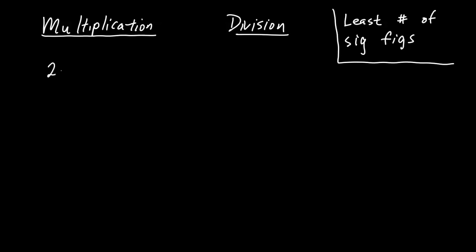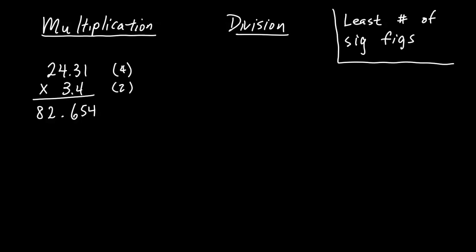So for example, if I take 24.31 times 3.4 on my calculator, I get 82.654. Now the first number at the top, 24.31, has 4 sig figs. Let me just go ahead and write 4 there. 3.4 has 2 sig figs. So the number that has the least number of sig figs is 3.4, so the answer should only have 2 sig figs. So I'm going to round this to 83, because the next digit is 5 or higher.